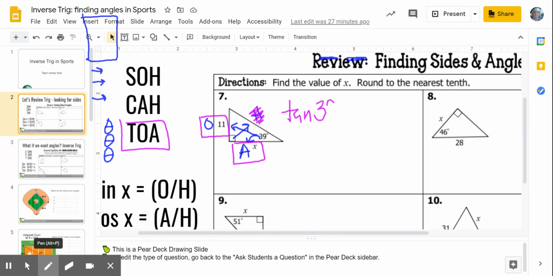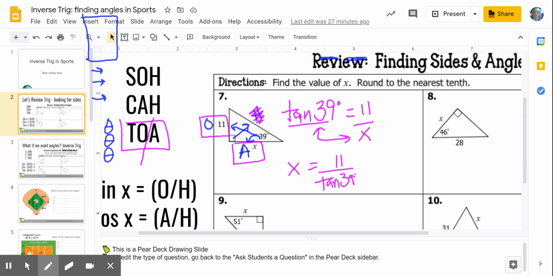Tangent of 39 degrees. Remember, the angle always goes next to your trig function. Equals, and then we're going to make this into a fraction. So O over A. O is 11, and A is X. What special thing do I have to remember when I have a denominator that's a variable? What do I have to do? I do have to flip it. So I just trade the tangent of 39 for the X. X equals 11 divided by tangent of 39.